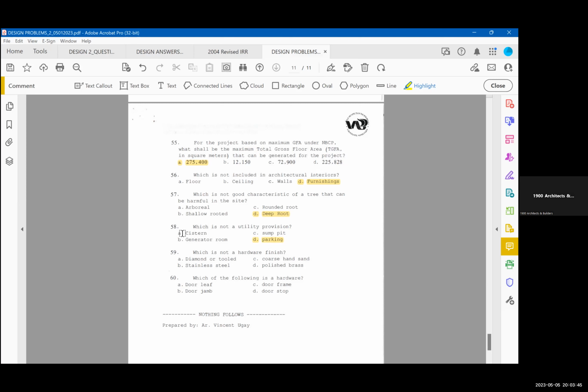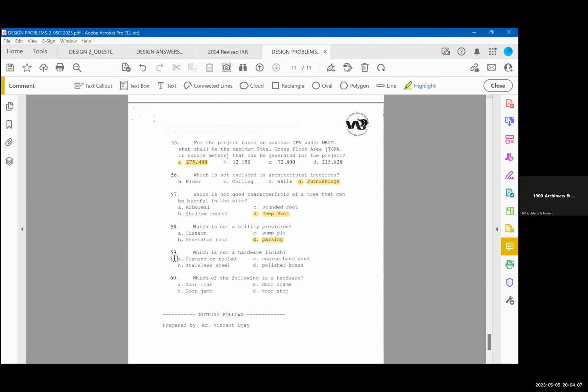Kumbaga, may something in common yung tatlo, tapos may isa talagang naiiba. So that's usually most preferably na yun ang sagot, yung naiiba. So it's letter D, like here, sa questions na to.